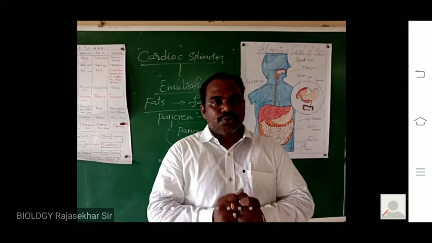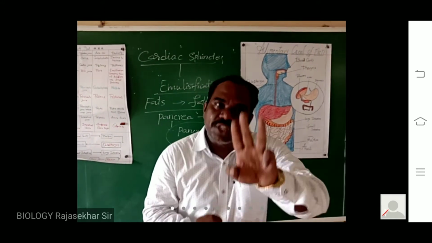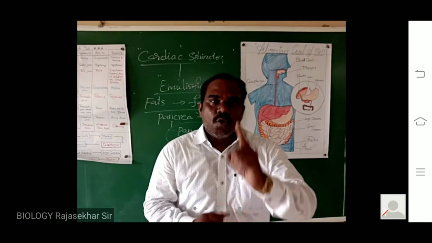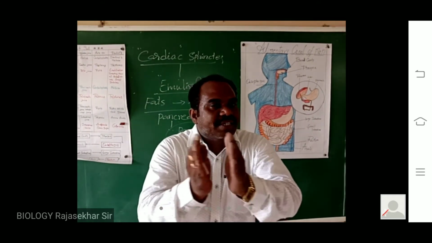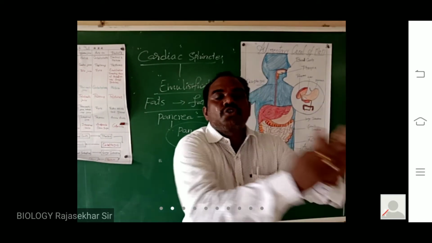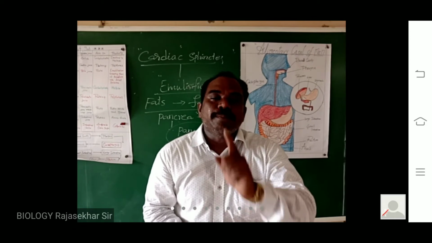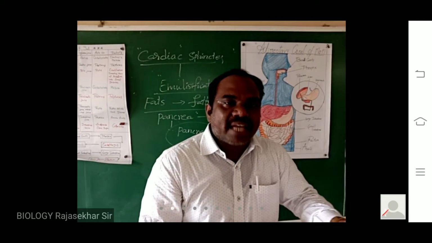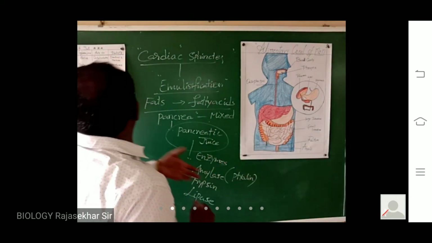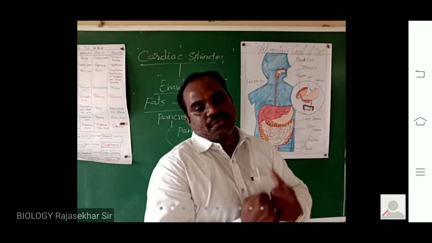In pancreatic juice, three types of enzymes are present. Write down, students. One is amylase. Amylase helps carbohydrates convert into maltose sugar. Second one is trypsin. Trypsin helps proteins convert into amino acids or peptones. Proteins are converted into peptones.